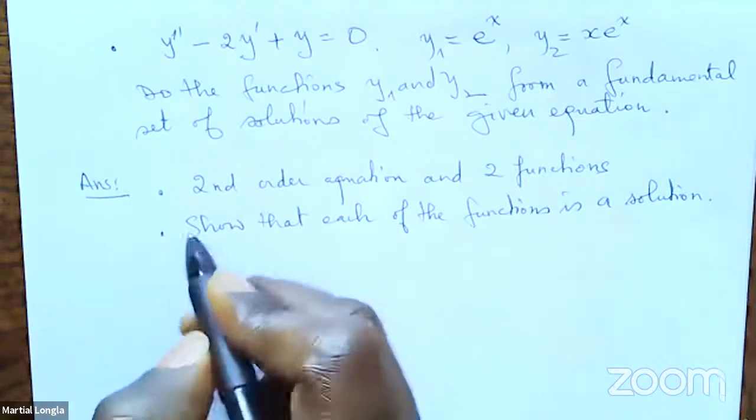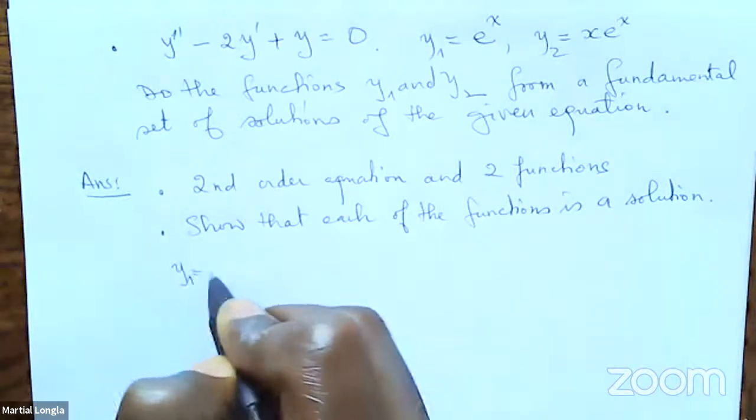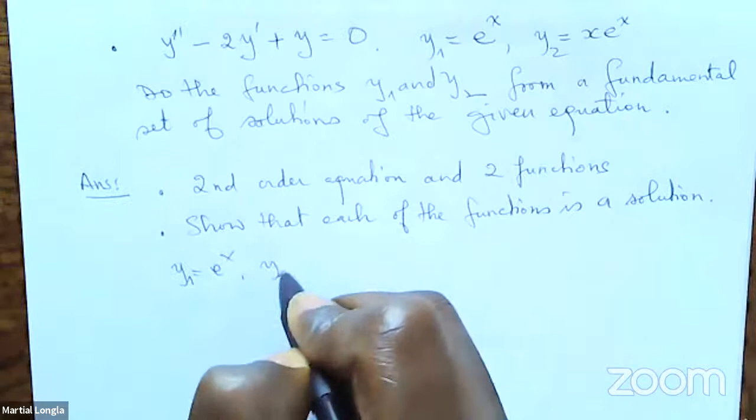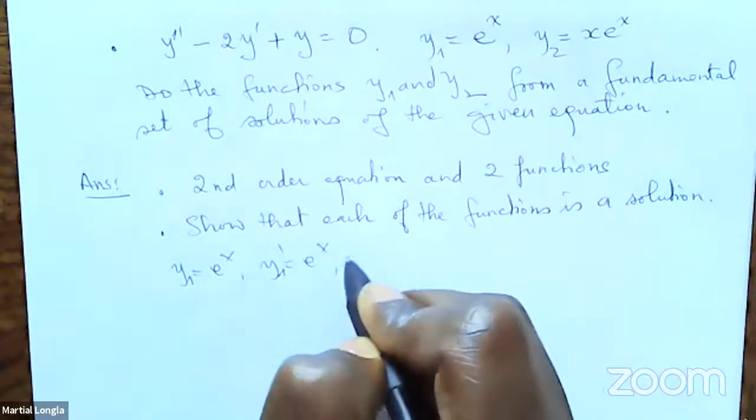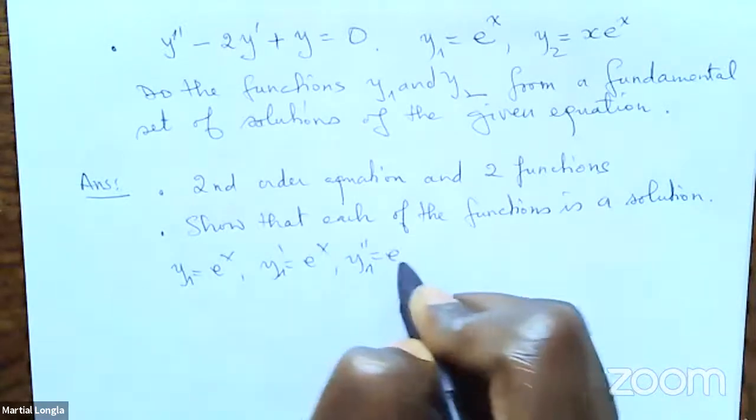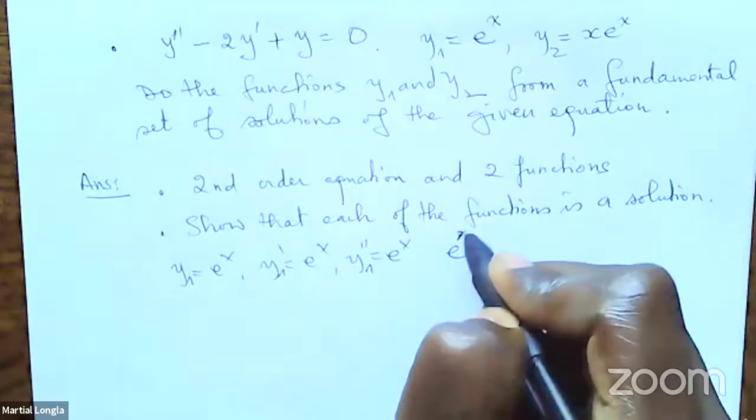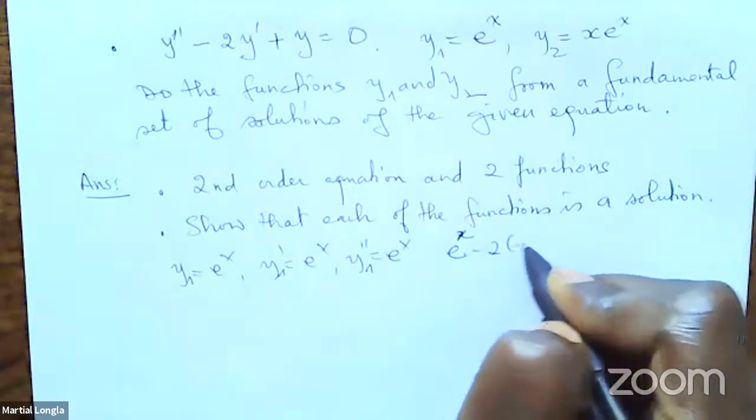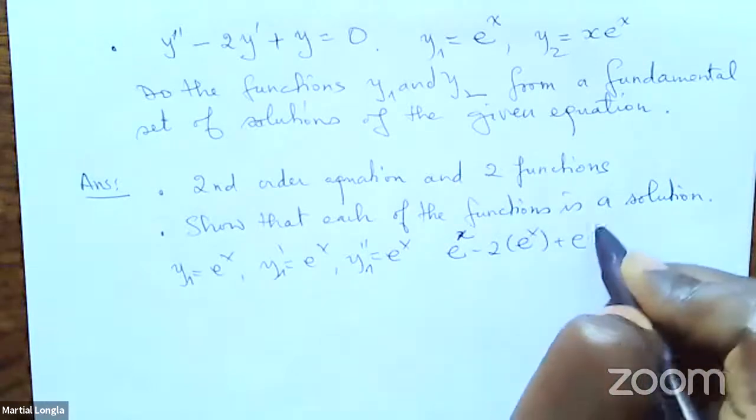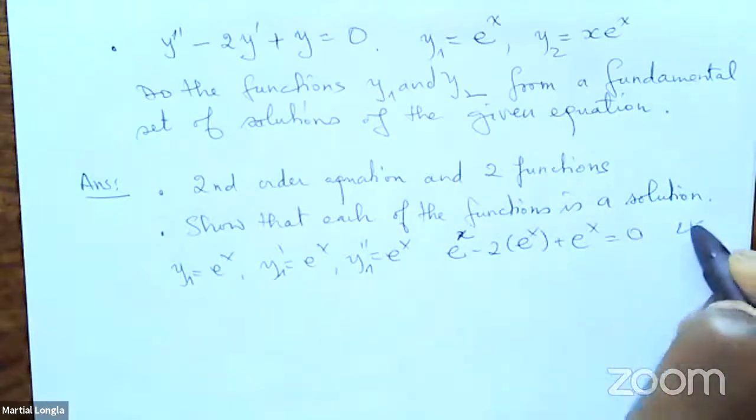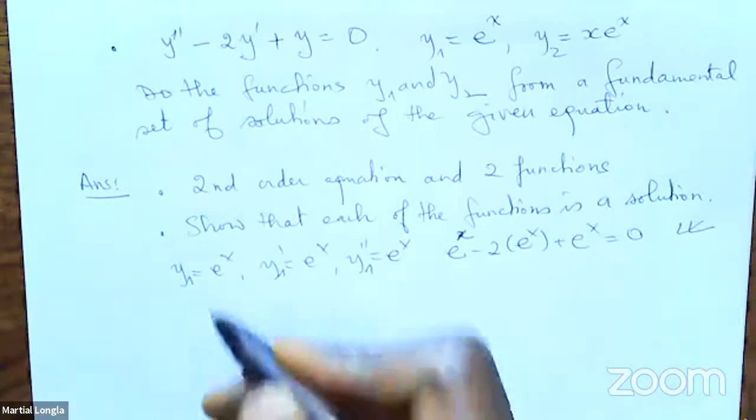In this case, because y1 is e to the x, y1 prime is e to the x, y1 second derivative is e to the x. So you get e to the x minus 2 e to the x plus e to the x, and that is 0. So yes, that's a solution.